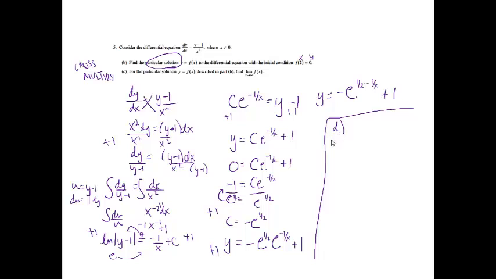All right, it says for the particular solution that you found in part B, find the limit as x approaches infinity. All right, so we're going to find the limit as x approaches infinity of this equation right here, negative e to the 1/2 minus 1 over x plus 1. All right, so if we're letting x approach infinity, we're going to let this number right here get bigger and bigger and bigger.